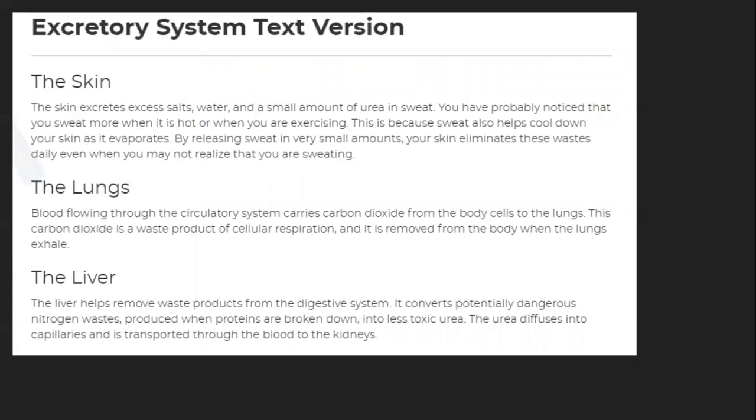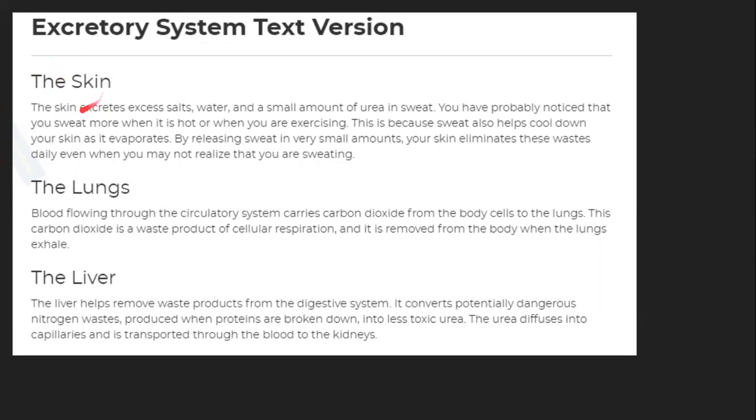All right, now let's talk about the excretory system. So what does excretory mean? It means to put something outside, to excrete. So the excretory system is composed of different parts. And all of these portions, what do they do? They get rid of things. They get rid of waste products.